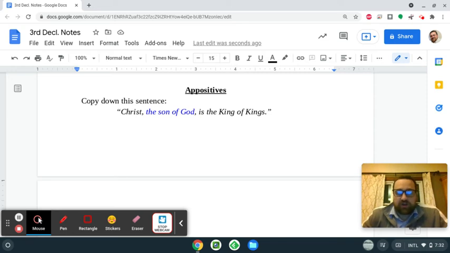And so that's how we're going to talk about appositives. We're going to talk about the appositive part being in apposition to some other word in the rest of the sentence. Usually it's the part right before it, but not always. So we're starting simple. The Son of God is in apposition to Christ. And if I read the sentence with just the black parts, Christ is the King of Kings, that's pretty much the same sentence, right? It's got the same essence. It just lacks that extra little bit of information.